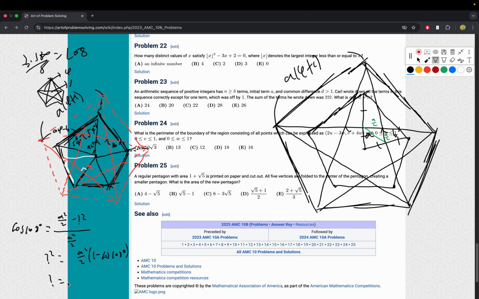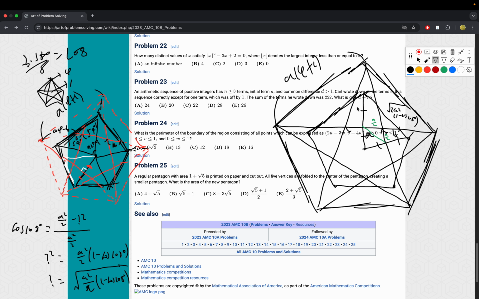So this thing is equal to root a squared over 2, 1 minus cosine 1/8. And we need to multiply it by 2, right? This length. So this thing is root 2a squared times 1 minus cosine 1/8 degrees.